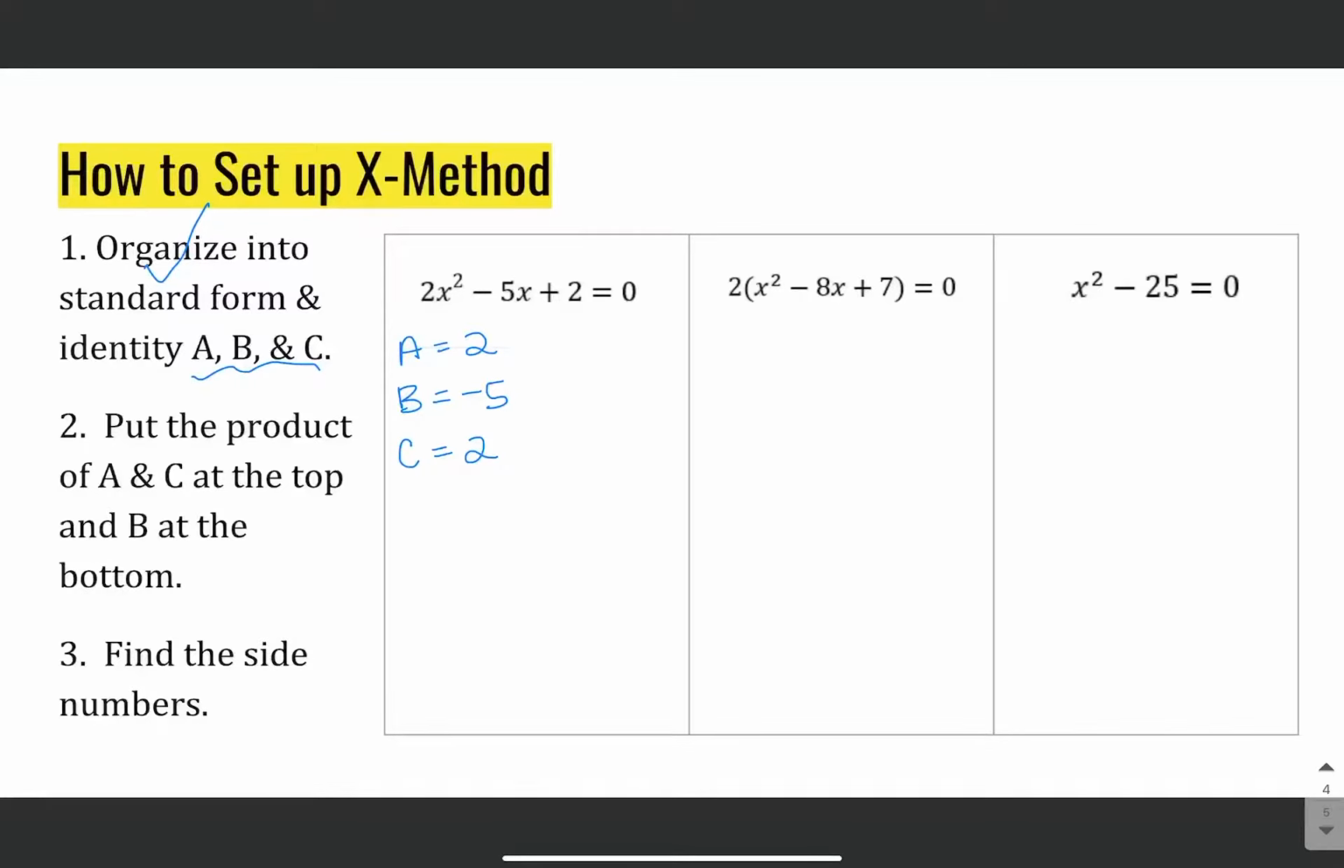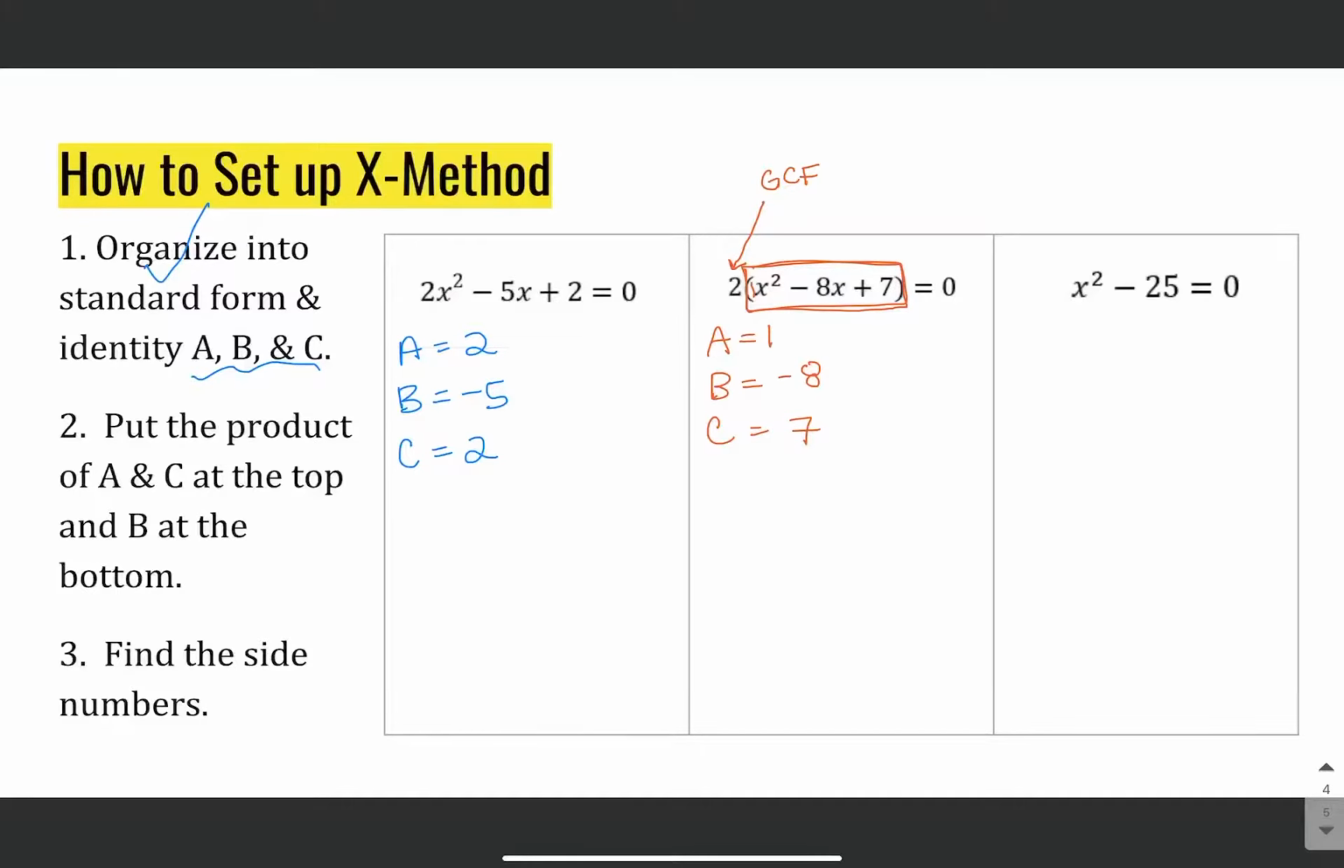All right, let's do that for these other problems. All right. Ooh, this one's interesting. I've got these parentheses. Hopefully we remember from earlier today that this 2 out front would be called our GCF. Our GCF is not our A, our B, or our C. We need to look right here inside the parentheses, and we should know that our A is equal to 1, because technically there's a 1 in front of this x squared. B is equal to -8, and C is equal to 7.